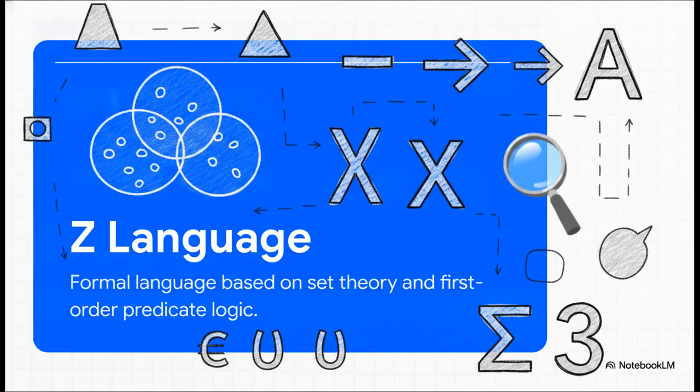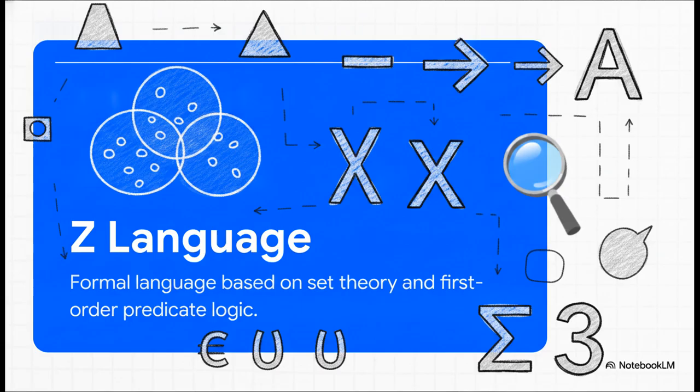The defining feature of Z is its intense mathematical rigor. Named after mathematicians Zermelo and Fraenkel, Z is a strongly typed language based entirely on set theory and first-order predicate logic. This means we're using strict mathematical variables, sets like natural numbers, and logical operators.